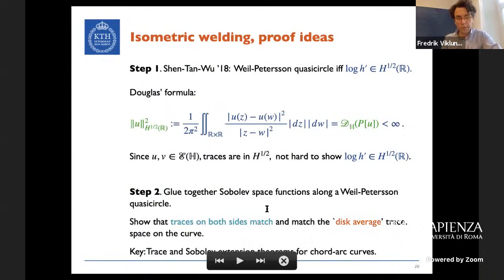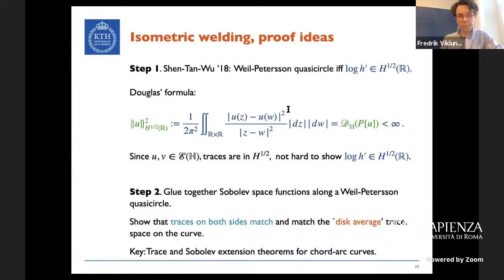Let me not say so much about the proof. Just to mention one thing that goes into it, this is a nice characterization of Weil-Petersson quasi-circles through the welding homeomorphism. This is also a fairly recent result due to Shen, Tan, and Wu that says that you have a Weil-Petersson quasi-circle if and only if log of H prime, where H is this welding homeomorphism, is in H^{1/2}. So it's this fractional Sobolev space. Basically, this sort of integral is finite for log of H prime.